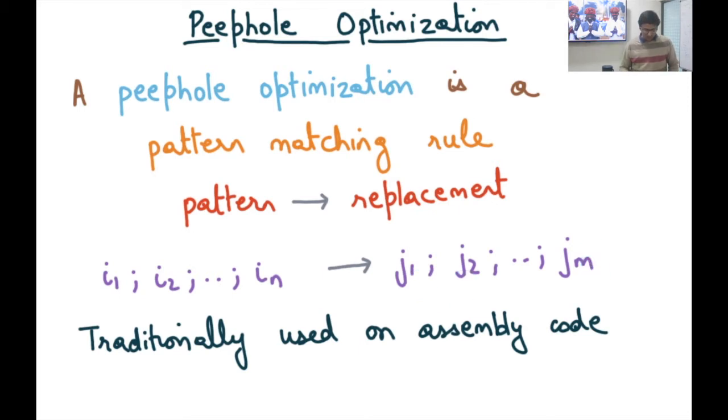The idea is that using this pattern, replacement tuple, we can scan the code and see if this pattern matches with any existing code in the program being optimized. And if it does, then we can replace it with the replacement code. And this makes sense if the replacement code is faster or in some sense better in terms of resource usage than the original pattern code.